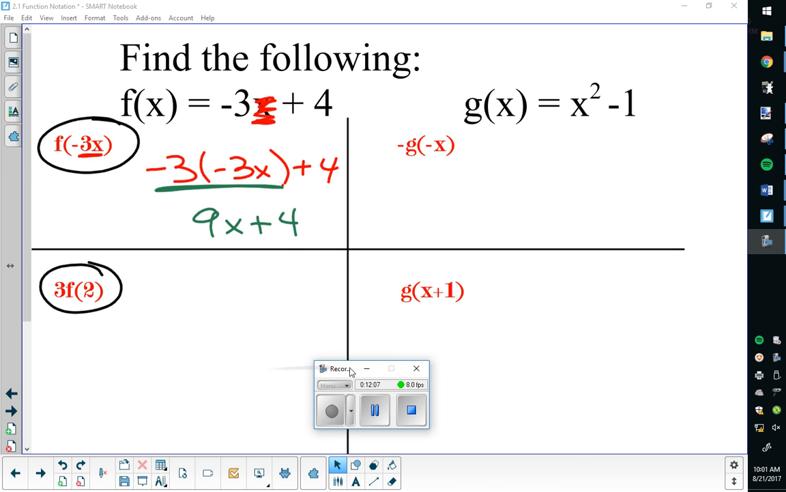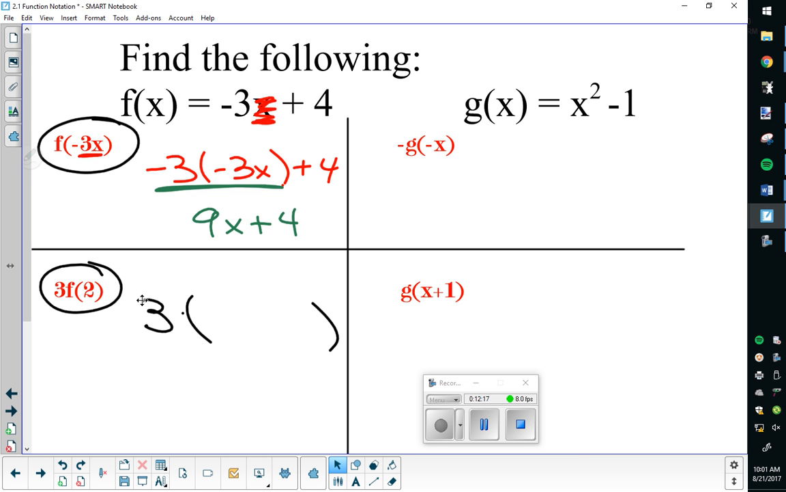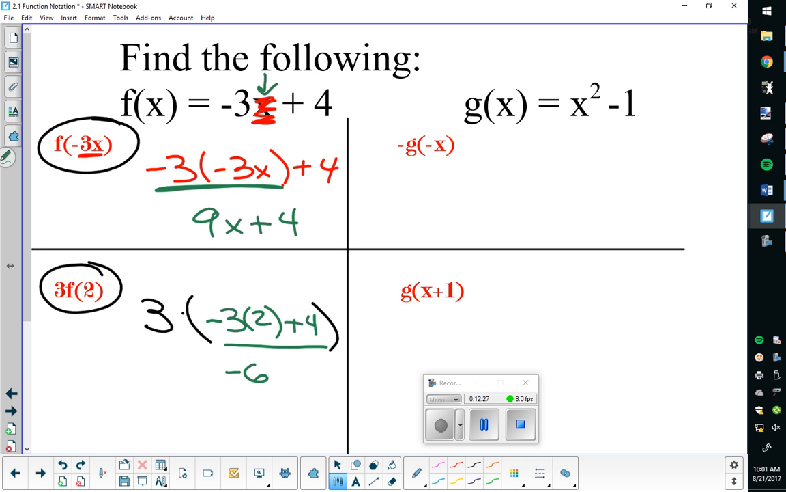The next one is 3f of 2. So I'm taking 3 times whatever f of 2 is. So I just need to figure out what f of 2 is. So that just means I'm plugging 2 in right there for x. So it's going to be negative 3 times 2 plus 4. Do what's in parentheses first. So I'm doing this part. Negative 3 times 2 is negative 6. Plus 4 is negative 2. But I still got to multiply that by the 3 in front. You should have gotten negative 6 for that answer.